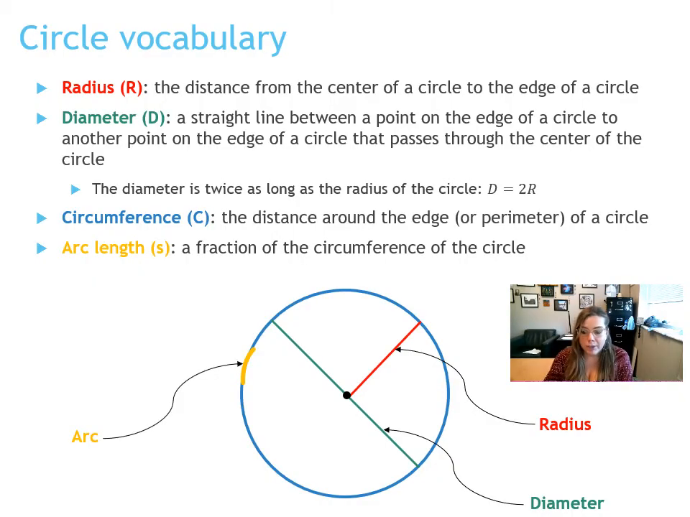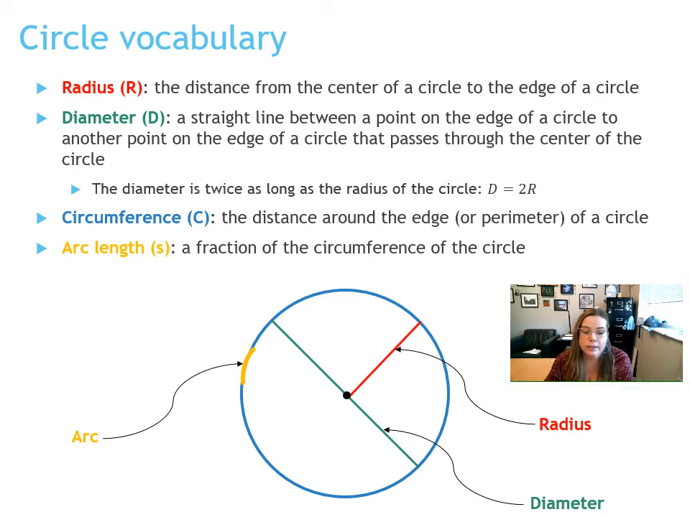So some vocabulary that I'm going to use that I need you to understand what I'm saying are these words here. Radius, that's the distance from the center of a circle to the edge of a circle. Diameter, it's twice as long as a radius. It goes across the circle and it passes through the center. So that's why a diameter is twice the distance of a radius.